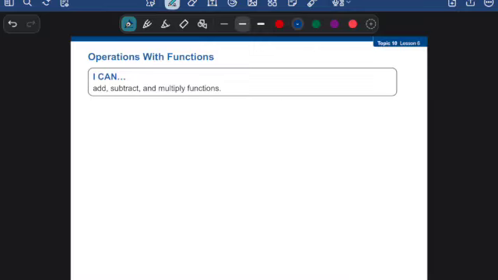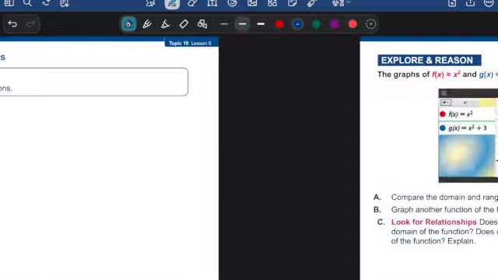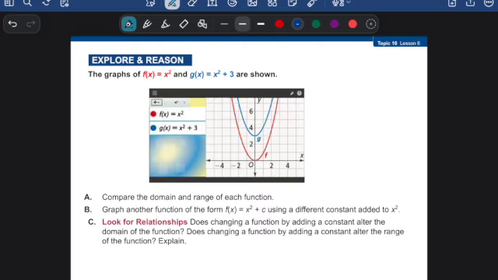Today we're going to cover Savvas enVision Algebra 1, Topic 10, Lesson 6, Operations with Functions. By the end of this lesson, you will be able to add, subtract, and multiply different functions. Let's take a look at the Explore and Reason.